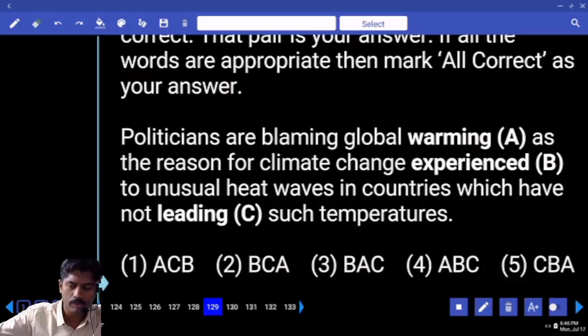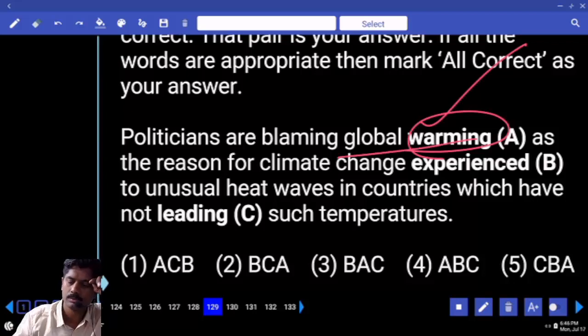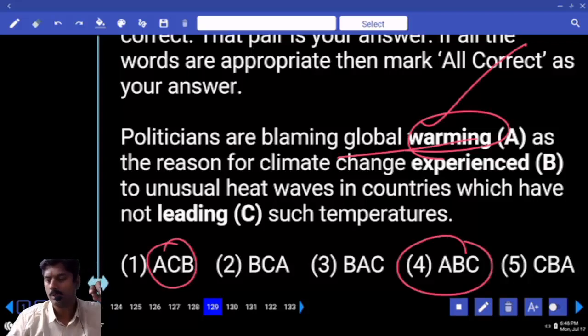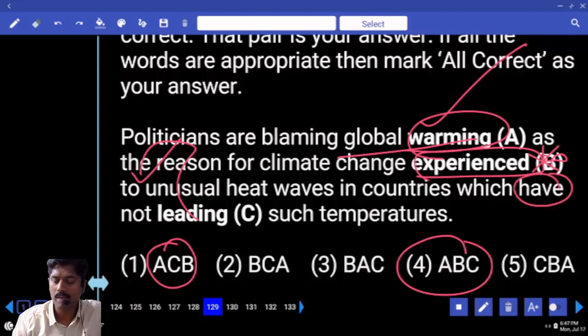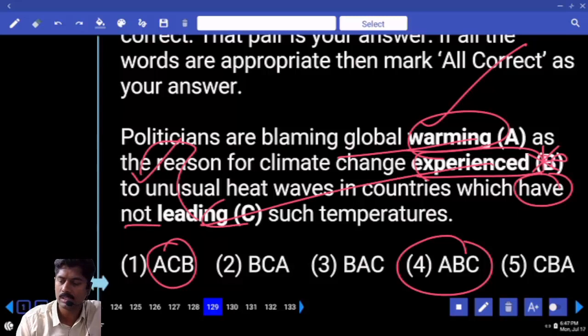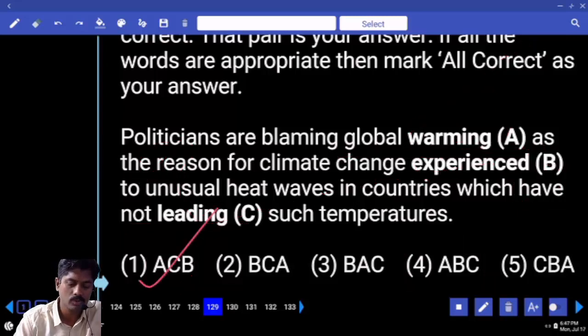Politicians are blaming global warming as the reason for climate change. Global warming, correct. Experienced to. After experienced, we never take to. Leading, we can take to. Leading to unusual heat waves in countries which have not. After have not, we take V3, experienced. So A, C, B, first option.